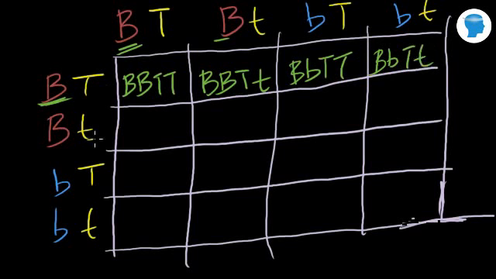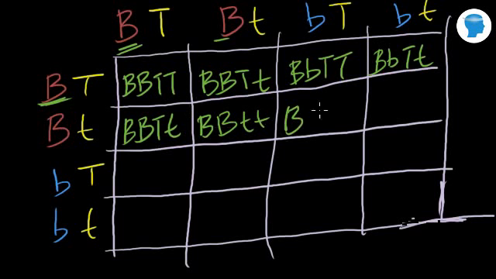I'm just going to go through these super fast, because it's going to take forever. So capital B from here, capital B from there, capital T, lowercase t from here, capital B from each, and then lowercase t from each.